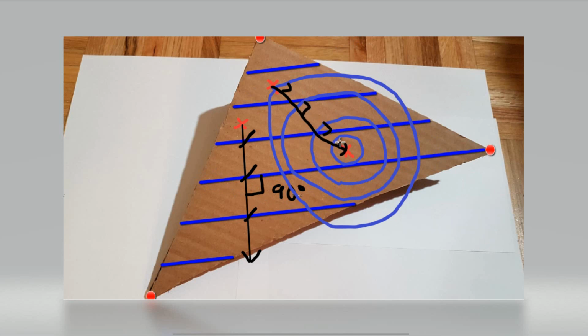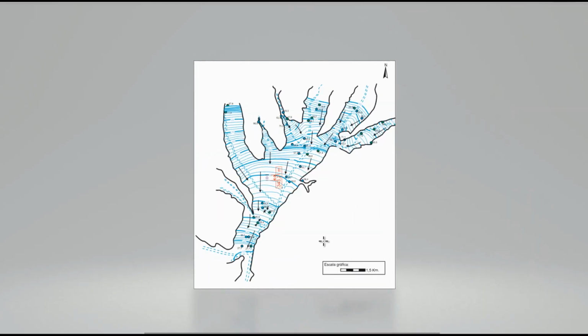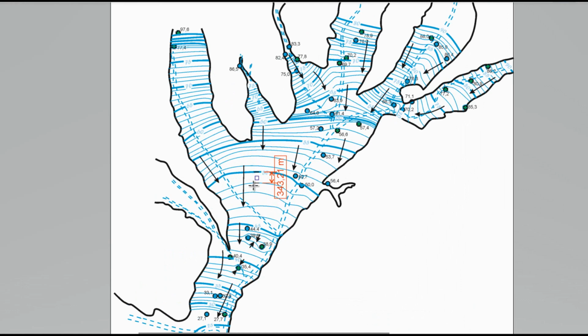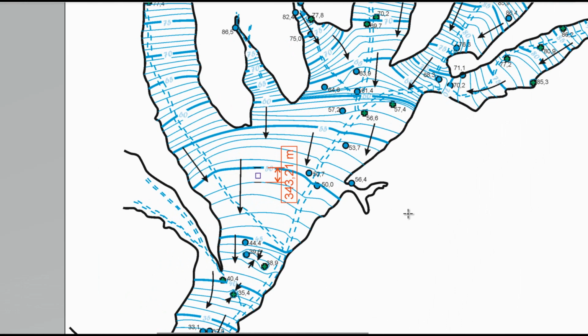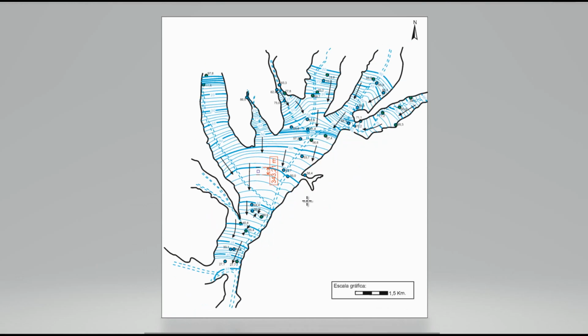Okay, because that's the trajectory the particle is going to follow. Then let's move on to the next exercise. The topic of this exercise is the relation between the scale of work, I mean the area you are working in, and the accuracy of your measurements. For that, we are going to use this map.